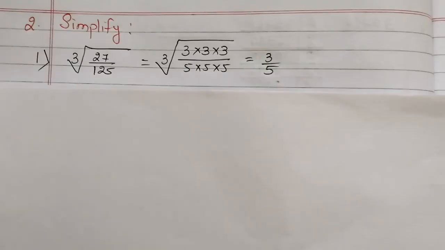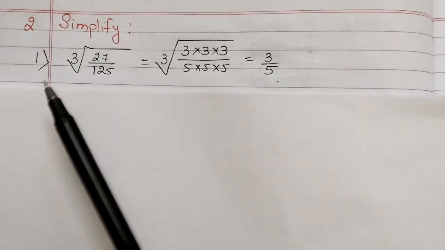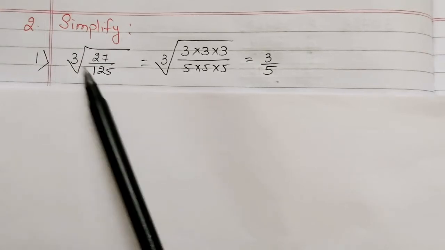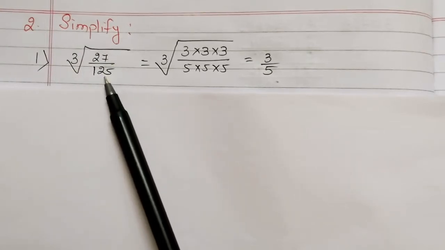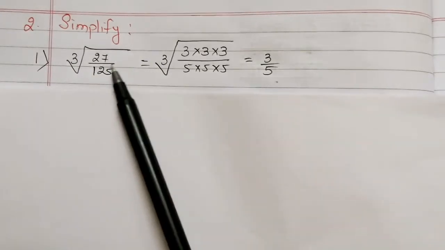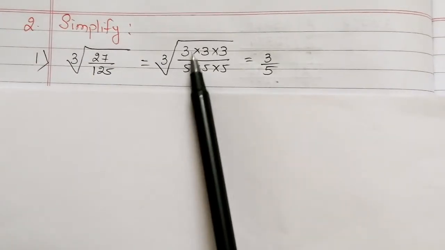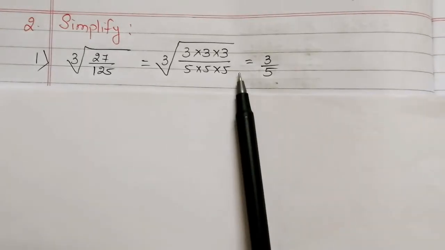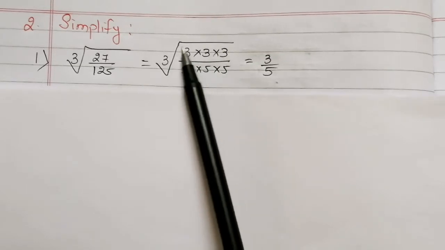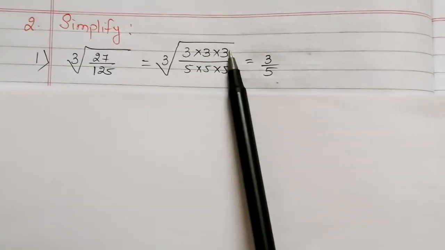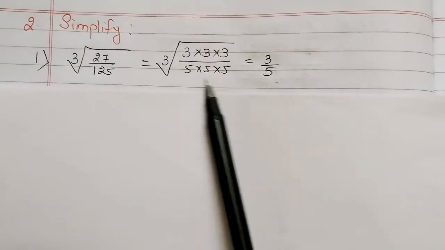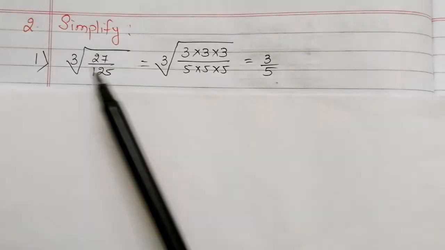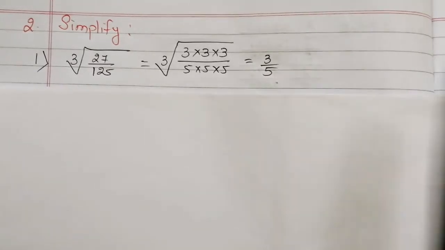Now question 2, first sum. Question 2 is simplify. Simplify means we have to make the simple form of the given one. So here cube root of 27 upon 125. 27 can be written in product form as 3 into 3 into 3, and 125 is 5 into 5 into 5. So from this group of 3 we will take out 1, from this group of 3 we will take out 1. So this is 3 upon 5. So cube root of this is 3 upon 5.